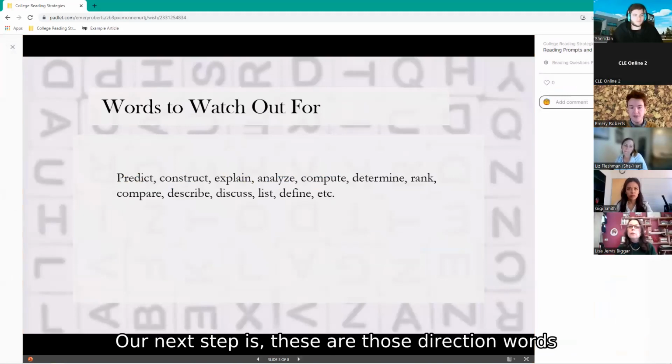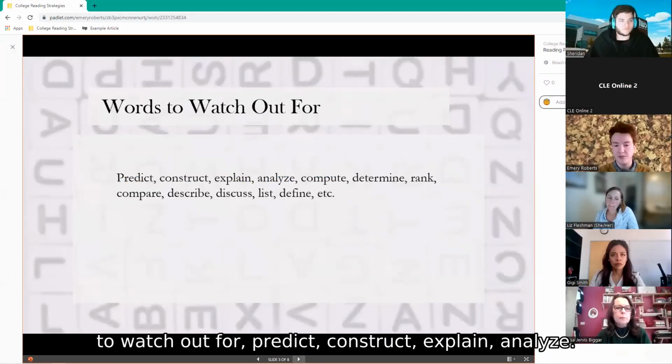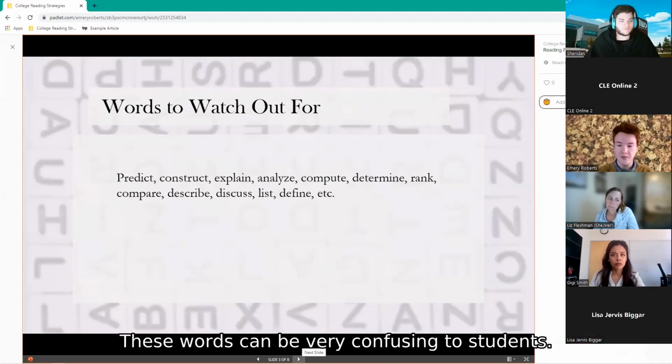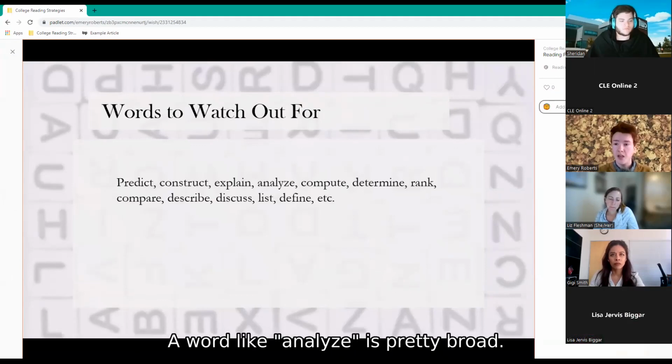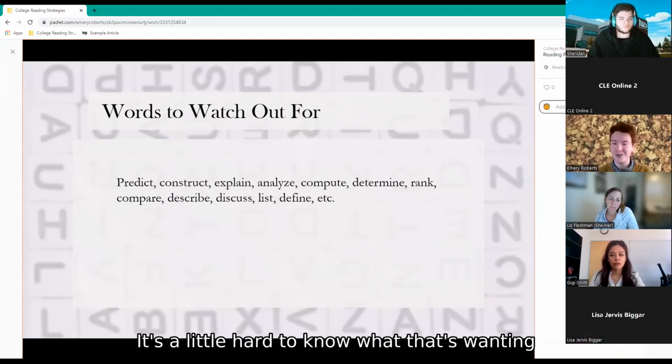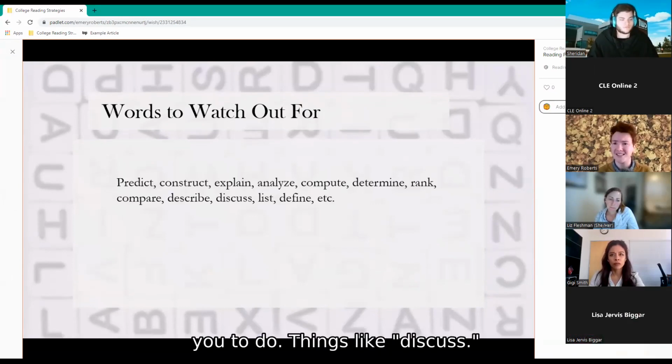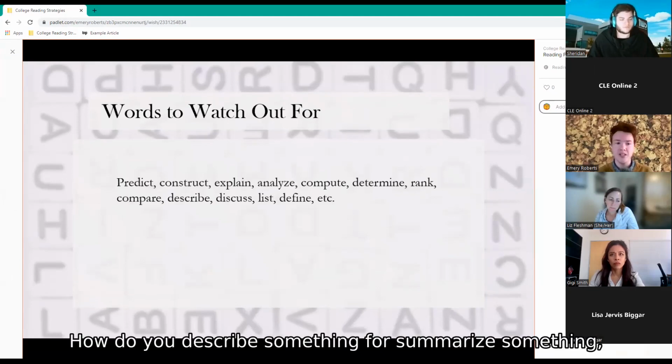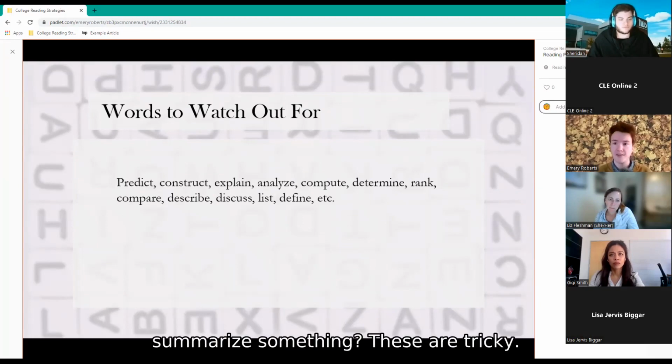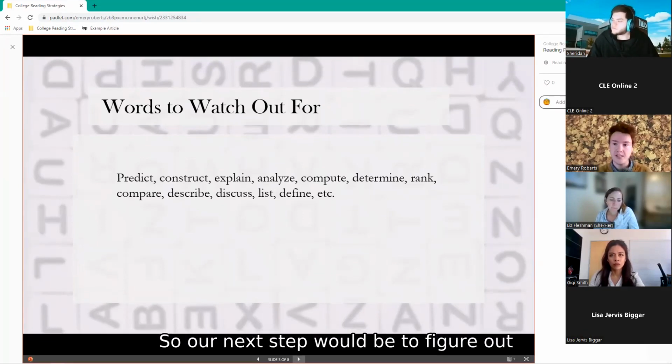Our next step is, and these are those direction words to watch out for: predict, construct, explain, analyze. These words can be very confusing to students. A word like analyze is pretty broad. It's a little hard to know what that's wanting you to do. Things like discuss. How do you describe something versus summarize something? How do you compare something versus summarize something? These are tricky. So our next step would be to figure out what kind of question this is.